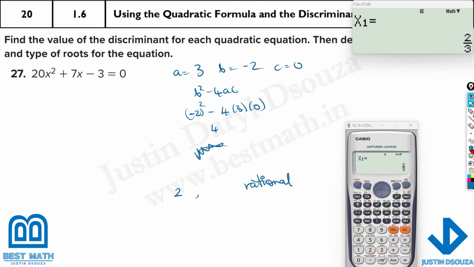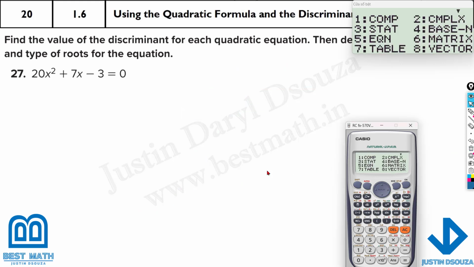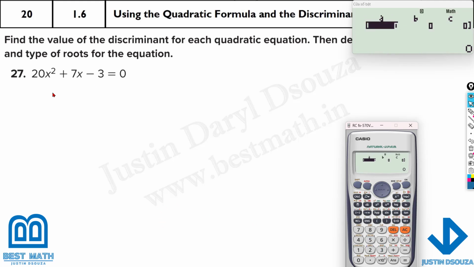And similarly, you can solve the others. You can use your calculator, but you need to do the steps no matter what. Mode 5 3 to use the calculator, it'll be 20, 7, and minus 3. And here we go. It's again rational roots. So we have two rational roots because we're getting fractions.